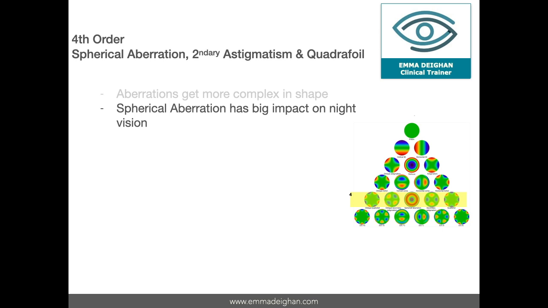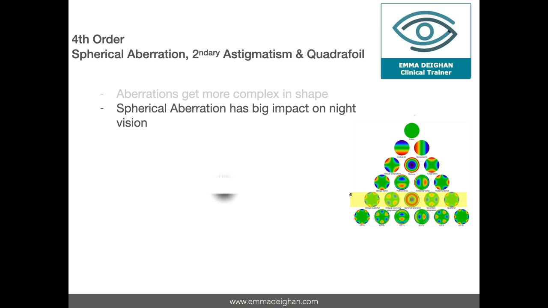Okay, the outer terms are the secondary astigmatism. So these are related to the astigmatism, just more complex. And then here on the outside we have quadrifoil, which is a little bit like the tetrafoil, but again just getting more complex. So you see, as the terms go down, they get more complicated.